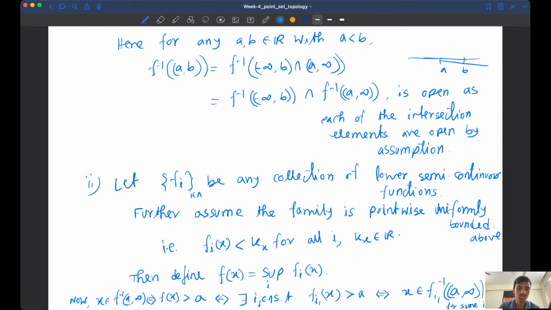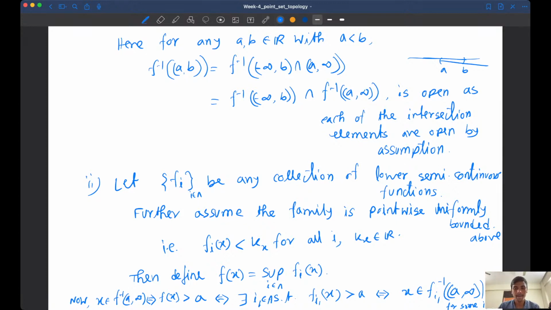So the supremum is over this indexing set Lambda. That's why I said there exists some i1 belonging to Lambda such that f_i1(x) is greater than a. So that means a cannot be an upper bound. That's not an upper bound, and since one element is greater than that, the supremum is also greater than that. So the converse is saying that, and the next thing is just that if f_i1(x) is greater than a, then x belongs to f_i1 inverse of (a, infinity).